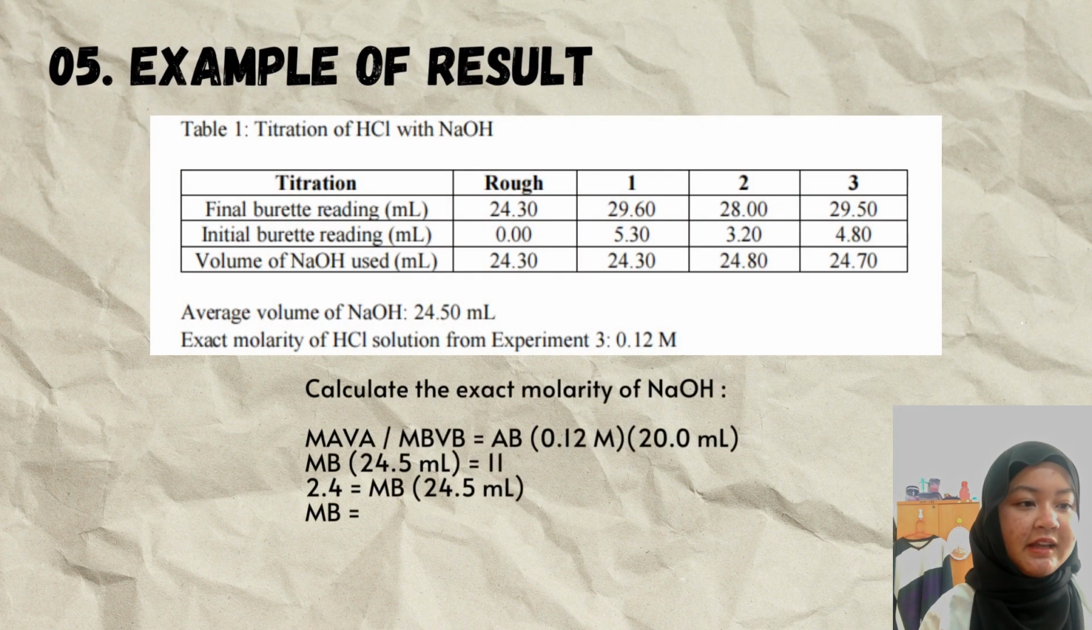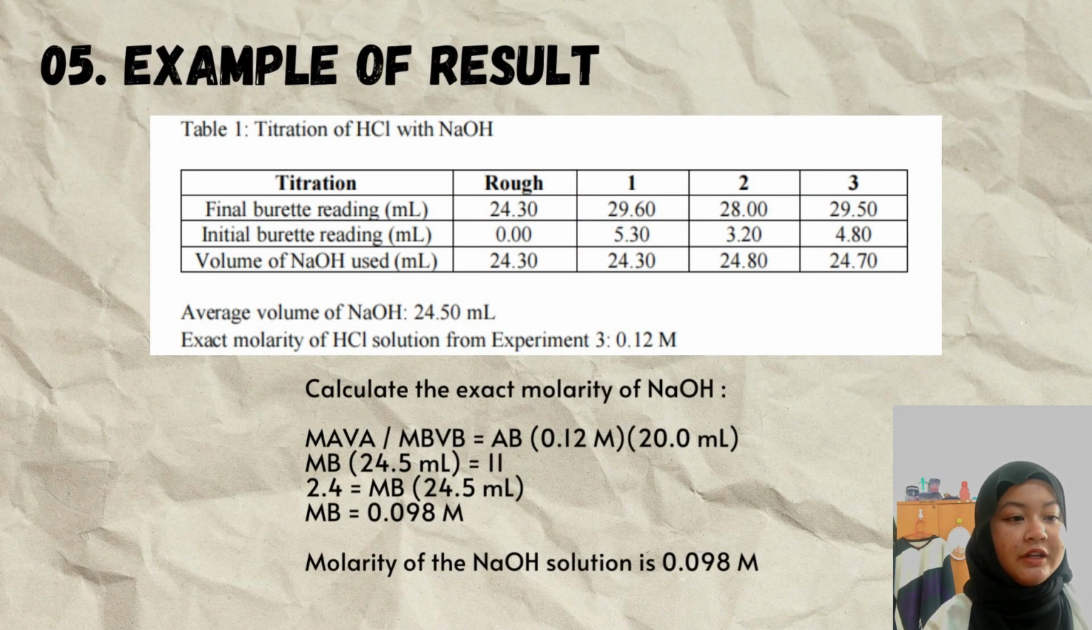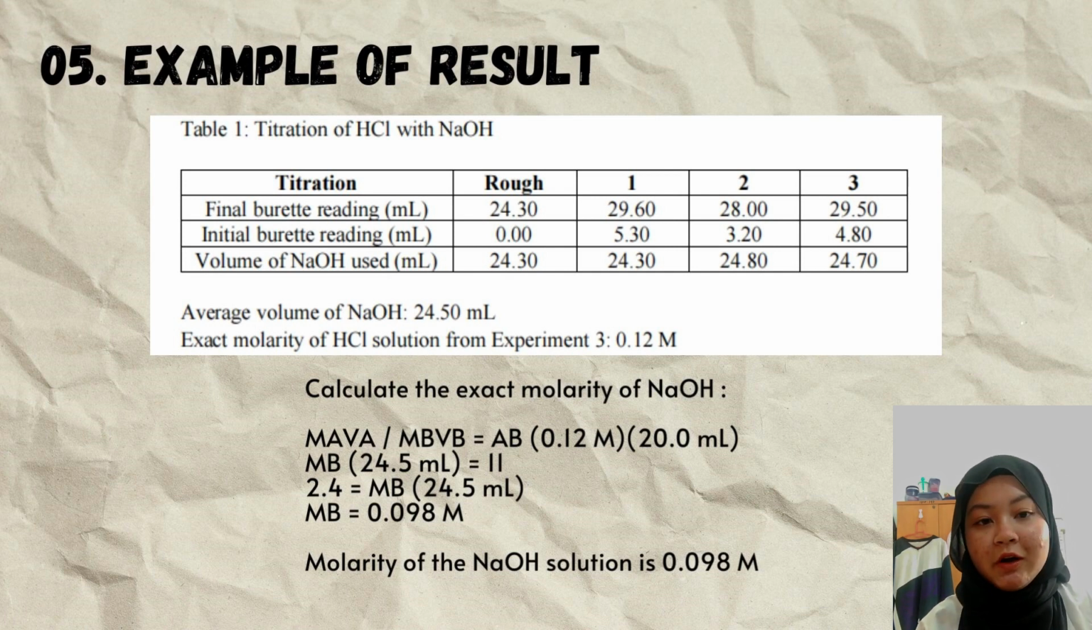Now we are going to see the example of result in titration. Referring to the table below, we can see the titration of HCl and sodium hydroxide to determine the exact molarity of HCl and sodium hydroxide. To conduct the experiment, we need to record the initial burette reading in order to determine the volume of sodium hydroxide used throughout the titration process. The titration process has been done 3 times to ensure the accuracy and the volume of sodium hydroxide used.